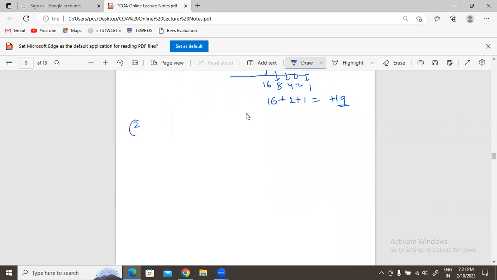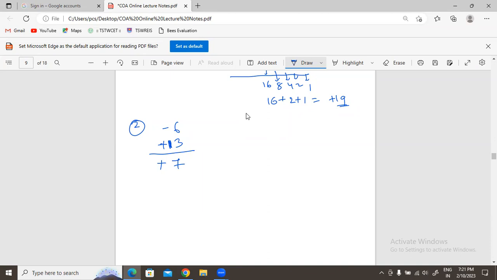Now, example number 2. I want to add minus 6 and plus 13. What is minus 6 plus 13? You know that the greater number has the positive symbol, so you will get a positive number only. 13 minus 6 is plus 7. Now, how to perform the addition of one positive and one negative number?